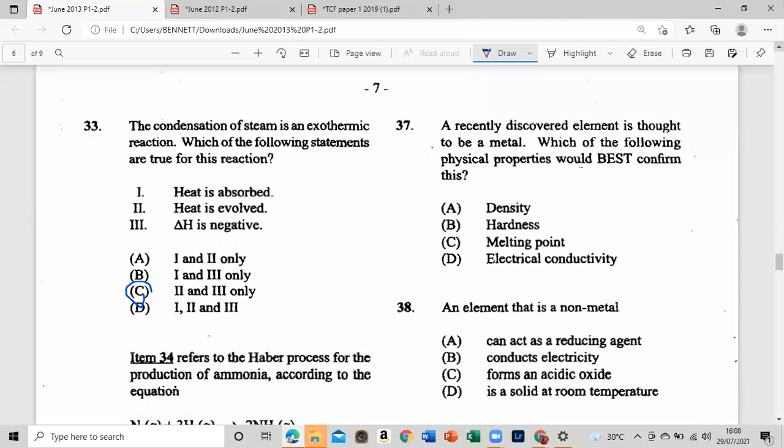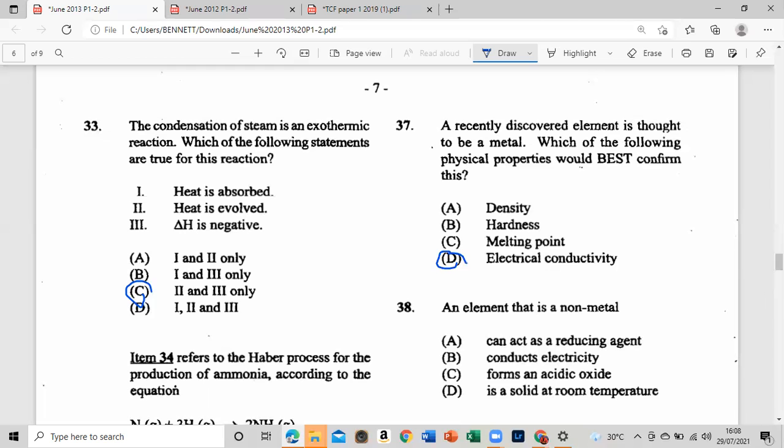Move up to 37. A recently discovered element is thought to be a metal. Which of the following physical properties should best confirm this? Is it the density, the hardness, the melting point, or the electrical conductivity? And 37 is the electrical conductivity. Alright, so let's move on to 38.